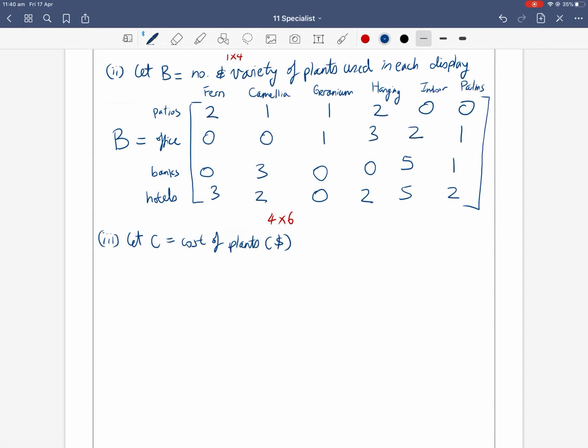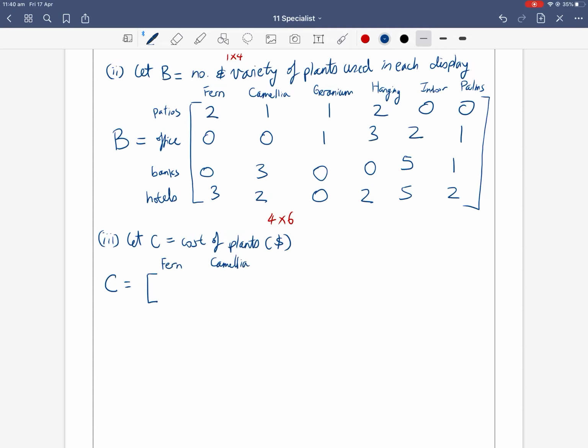You're not buying this in number of elephants. You're buying this in dollars. So C equals... okay. See up here how I've got the plants in the order of fern, camellia, geranium, hanging, indoor, and palms. Because matrix C is also related to the different plants, you should have the order of the plants exactly the same as B as well, so you don't get mixed up.